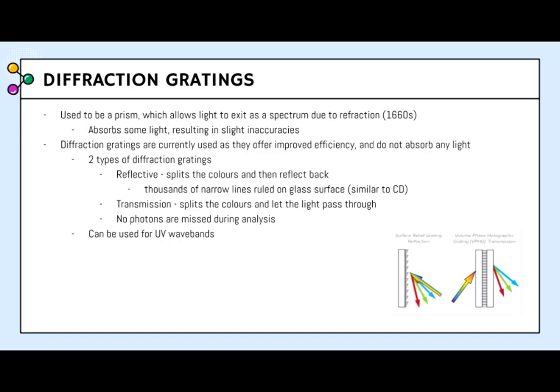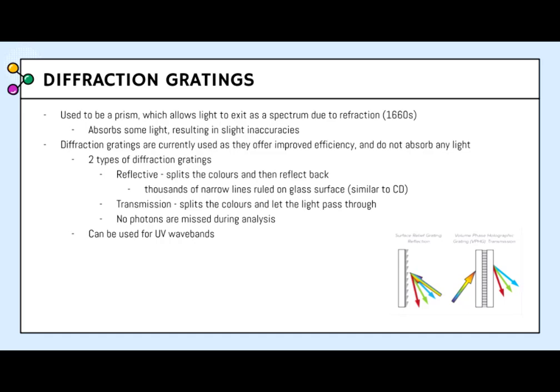In the 1660s, they used prisms, which allowed light to exit as a spectrum due to refraction. However, a prism absorbs some light, resulting in slight inaccuracies. Hence, diffraction gratings are currently used as they offer improved efficiency and do not absorb any light. There are two types of diffraction gratings. Firstly, a reflective one where light splits into its colors and is reflected. This is essentially thousands of narrow lines etched on a glass surface, similar to a CD.